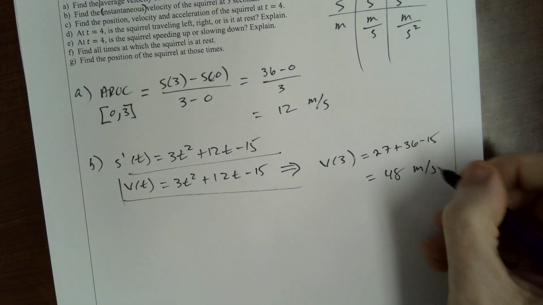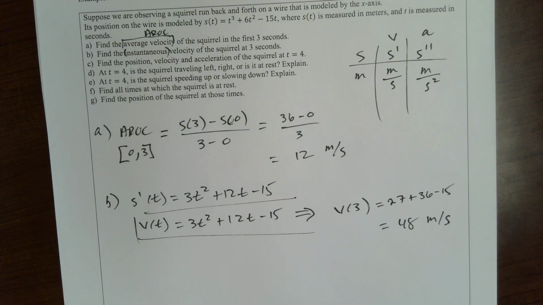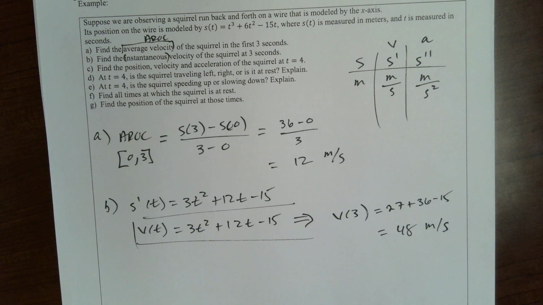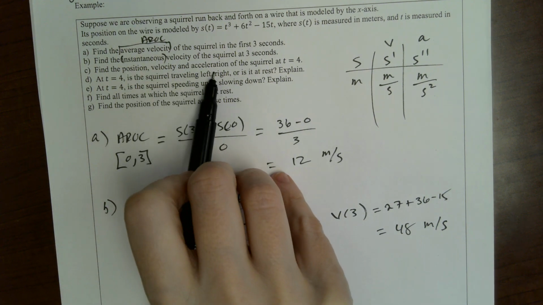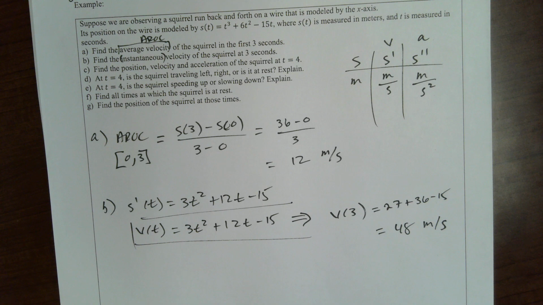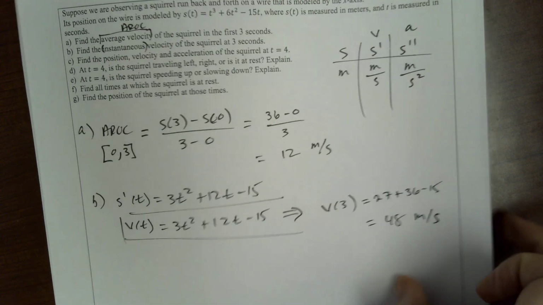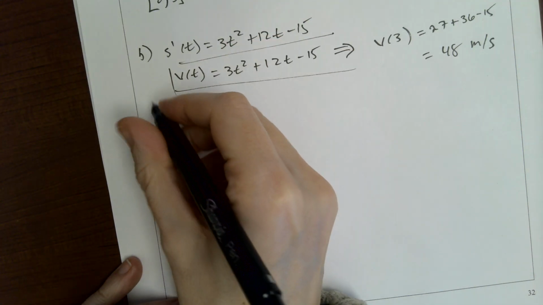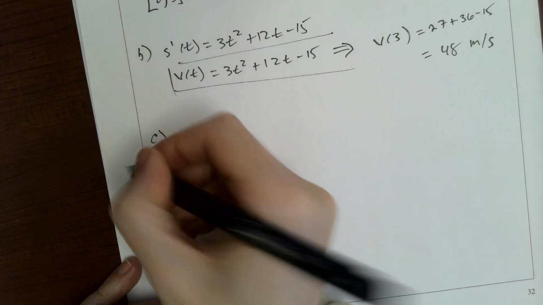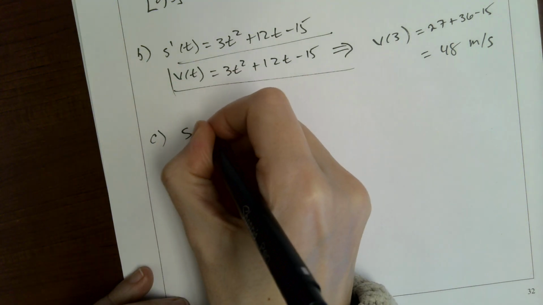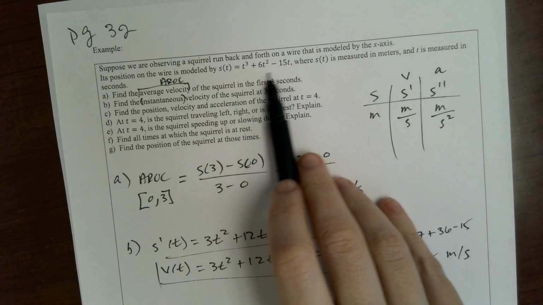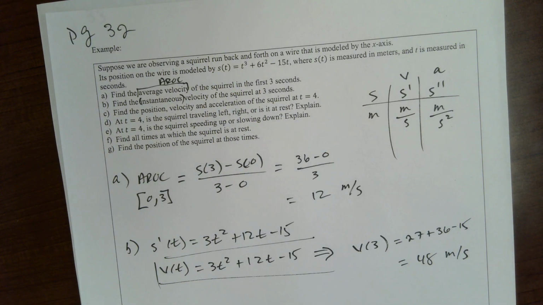48 meters per second. Okay. All right, C. Find the position, velocity, and acceleration of the squirrel at t equals 4. So this is part C. The position is s of 4. So I just take 4 and I plug it in here. So 4 cubed plus 6 times 16 minus 15 times 4.